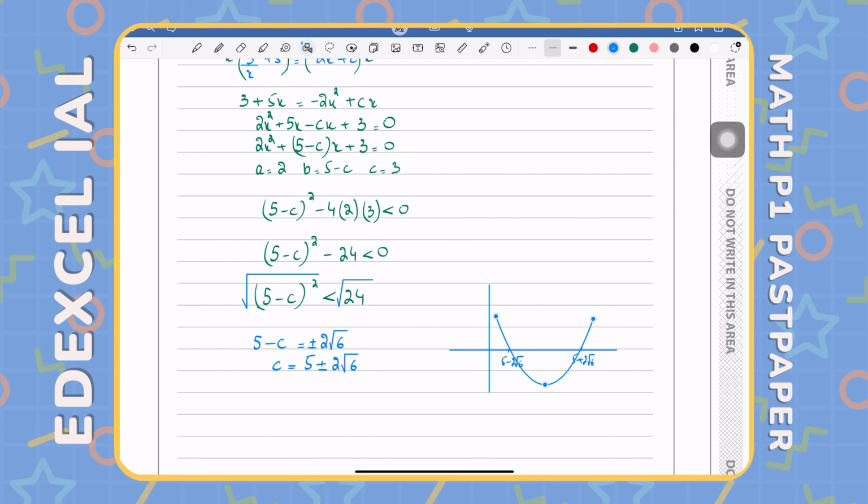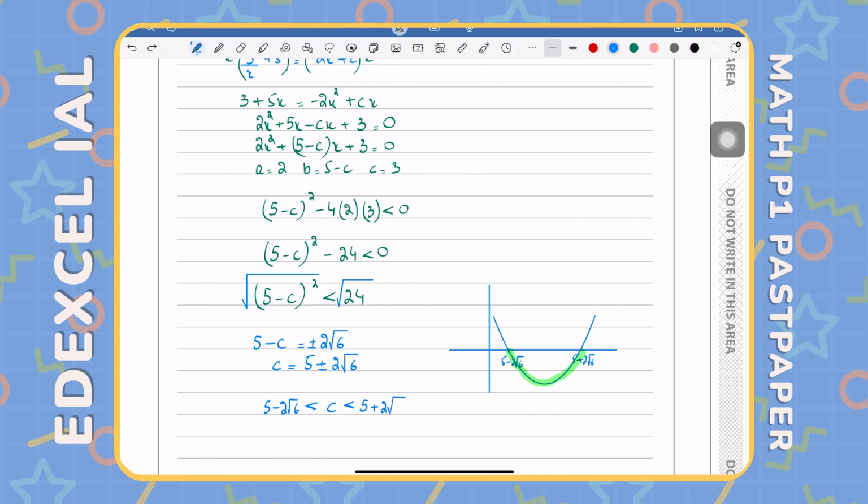Now, we were not supposed to solve a quadratic equation, we were supposed to solve a quadratic inequality, and the inequality was less than 0. Less than 0 means, which part of the curve do we want? We want the part of the curve that's below the horizontal axis. So for the range of c, just replace c with x. The range of c, or the range of x, must be greater than 5 minus 2 under root 6, and it must be less than 5 plus 2 under root 6. And that's it. That is your final answer.